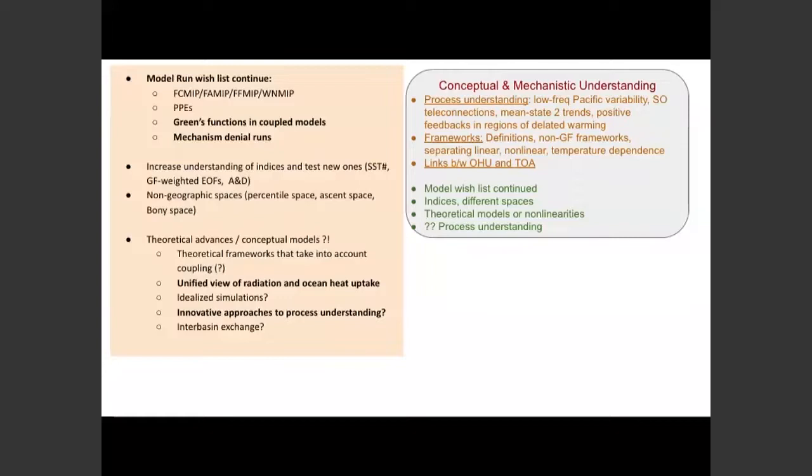More fancier Green's functions in the coupled system. Mechanism denial runs. I just highlight a few here. We should flesh out our understanding of the existing indices, and there were some new indices proposed, such as the SST sharp or Green's function weighted EOFs. I think that there is a lot of space there to play around.